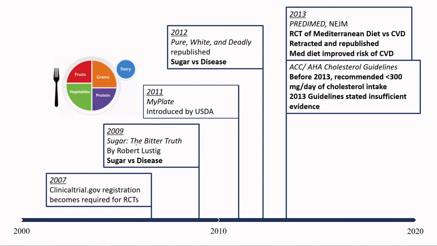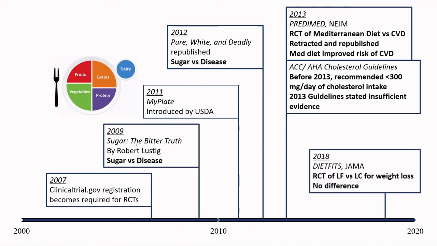Also, in 2013, the American College of Cardiology and the American Heart Association released their 2013 guidelines, which removed their prior recommendation of less than 300 milligrams per day of dietary cholesterol intake. As more studies were published which called into question the role of dietary cholesterol in cardiovascular disease, this was the first guideline which stated there was now insufficient evidence to continue to recommend any limit on dietary cholesterol intake.